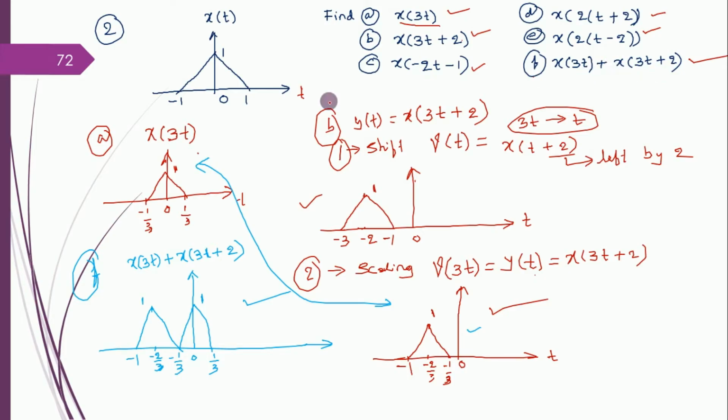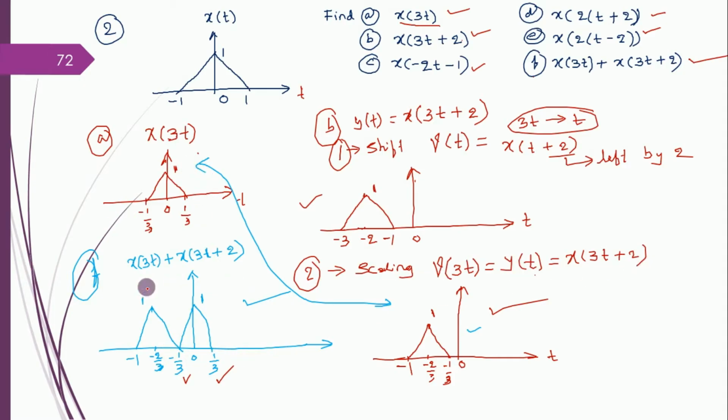And combining A and B, we had given you one of the problems to add these two signals. From minus 1 by 3 to plus 1 by 3, only x of 3t exists, x of 3t plus 2 does not exist, hence I am writing it retained as it is.